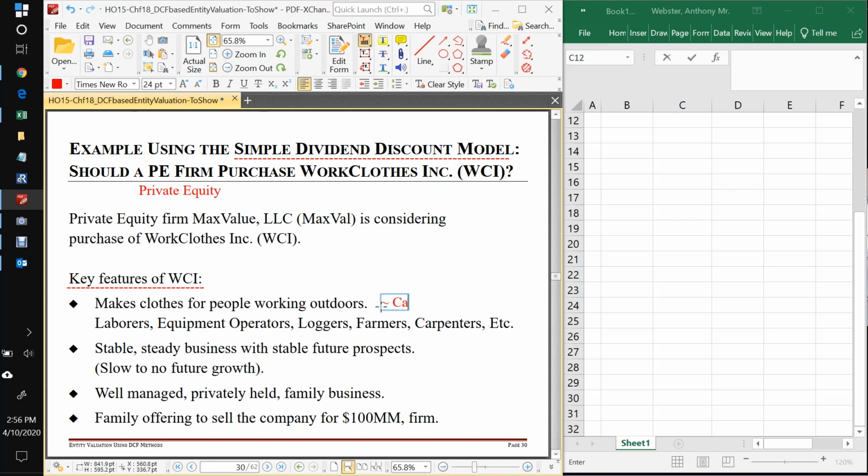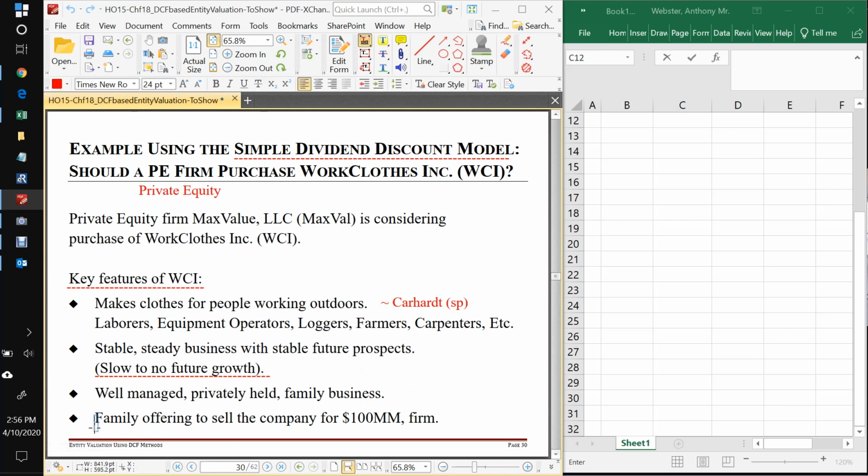So it's sort of like Carhartt, I'm sure I'm misspelling that, a heavy outdoor clothing kind of firm. And it's got a stable, steady business with stable future prospects. So they think it's got slow to no future growth, but it's not gonna shrink either. It's a well-managed, privately held family business. So the family owns it. Its stock is all owned by the family, not publicly traded.